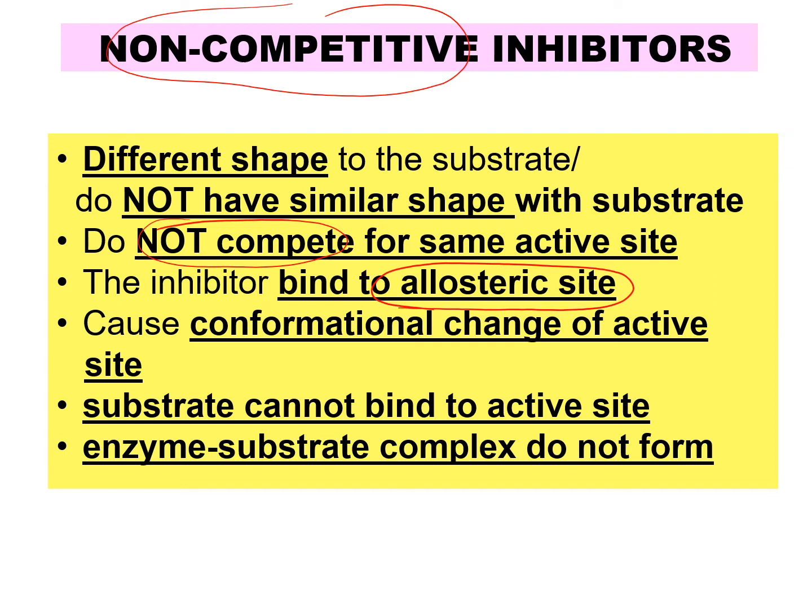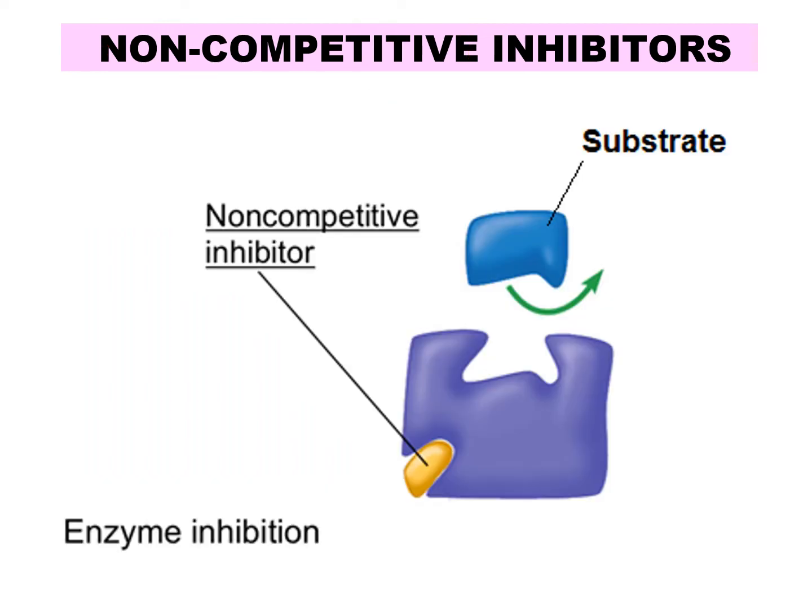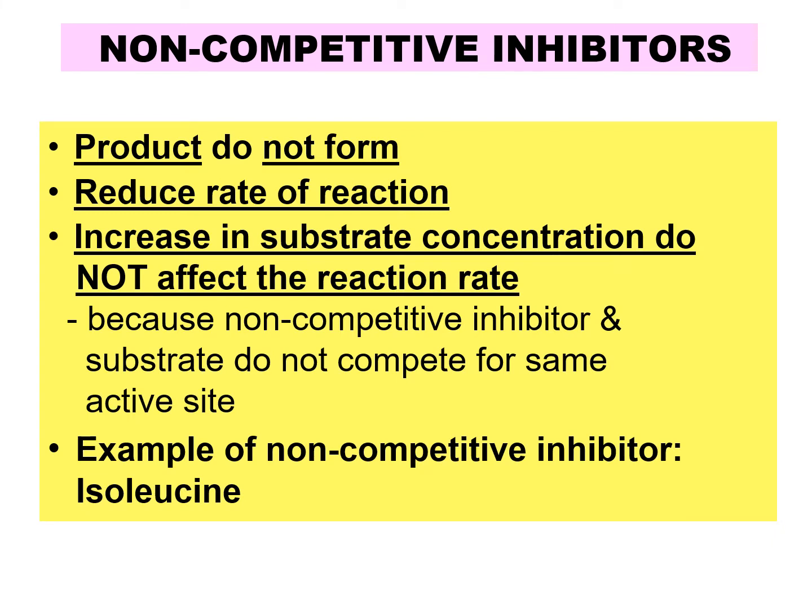The binding of this non-competitive inhibitor to the allosteric site will change the shape of the active site. Even though it does not bind to the active site, when it binds to the allosteric site, the shape of the enzyme will change, thus changing the shape of the active site. So it will prevent the substrate from binding to the active site. The enzyme-substrate complex does not form, so product will not be produced. This will reduce the rate of reaction.